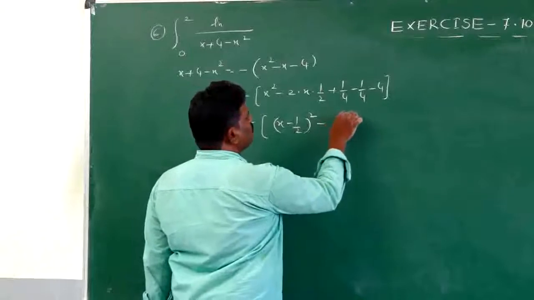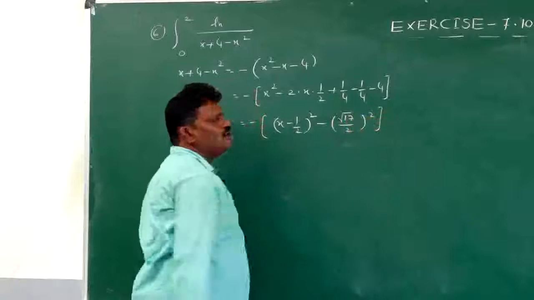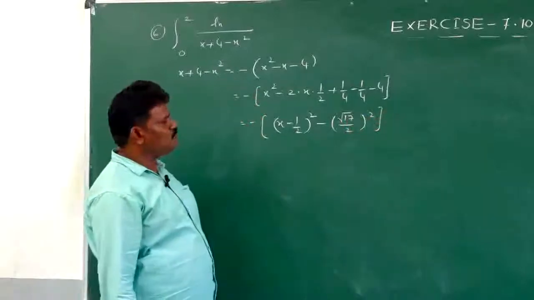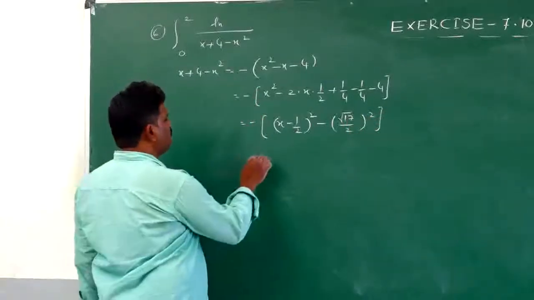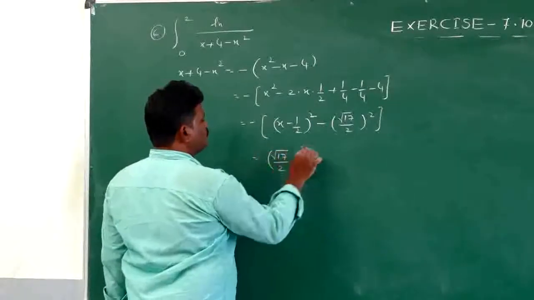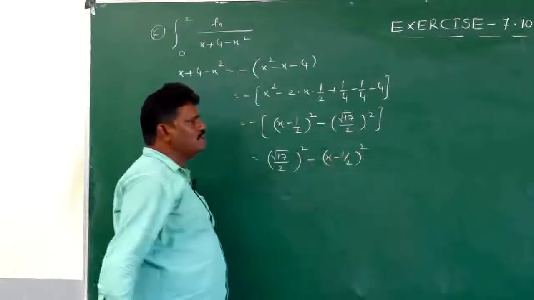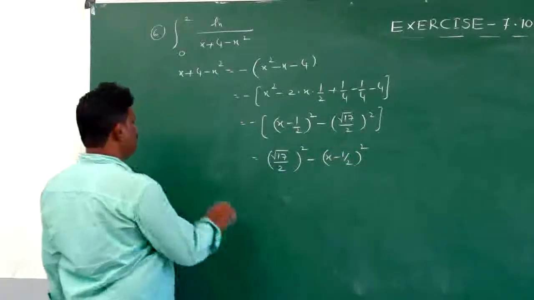So this value if you run, 17 by 2 whole square, root 17 whole square means 17, 2 square means 4 value. Minus, common if we take, means (root 17 by 2) whole square minus (x minus 1 by 2) whole square. Now that given expression simplification, this one.